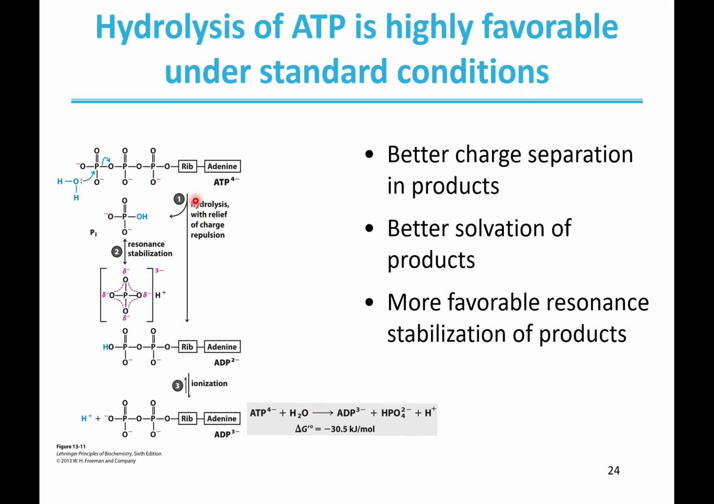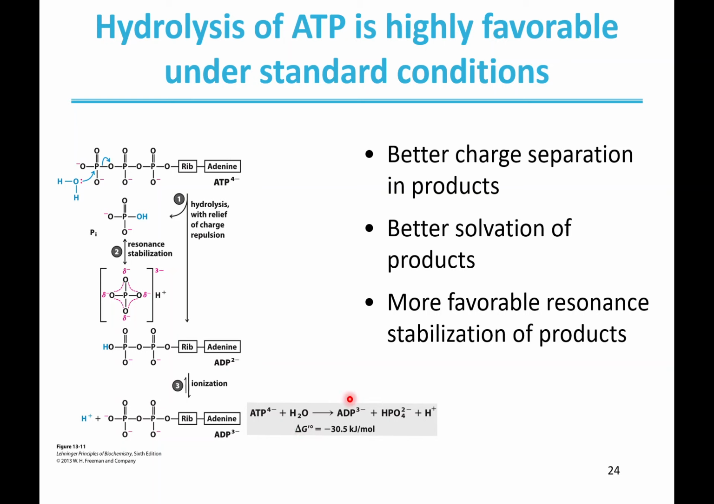So you have charge repulsion that it's relieving, better resonance, and better solvation. Those are the main factors in this. And the delta G naught prime for this reaction, just ATP and water going to ADP and phosphate, is very highly negative. That means it's very spontaneous.